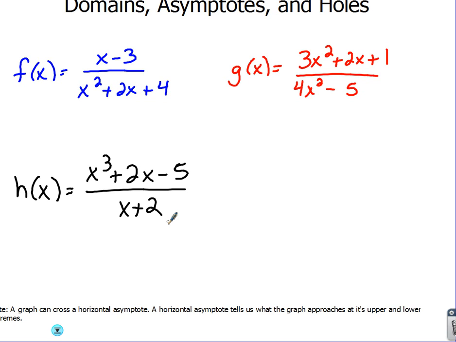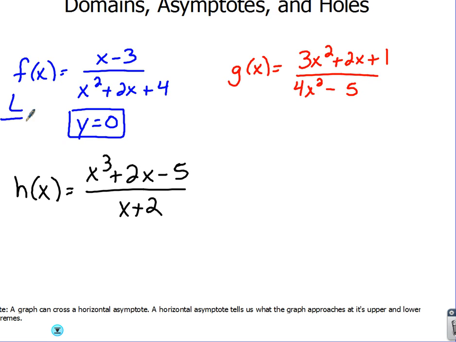In the first scenario, the degree of the top is 1. Y'all remember how to find degree? Degree is the highest power of x. In this case, the degree is 1. In this case, the degree is 2. If the degree of the top is smaller than the degree of the bottom, you will have a horizontal asymptote at y equals 0. Need to know these. The degree of the top is greater. I guess you could put greater and less. If no, I got that backwards.